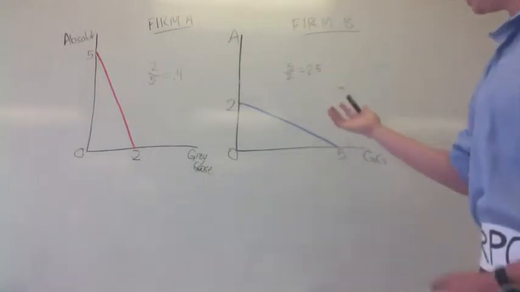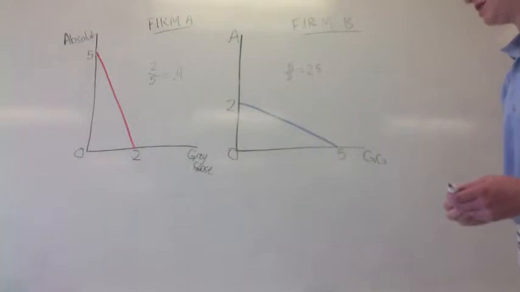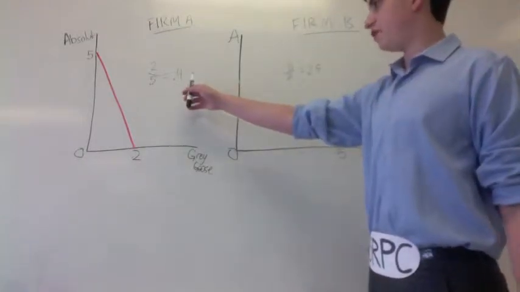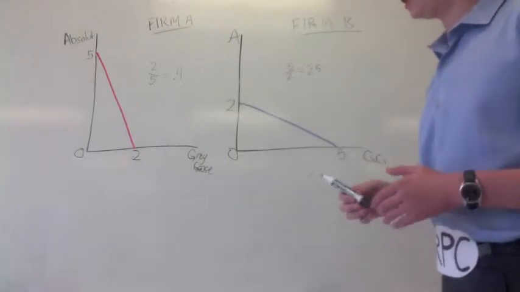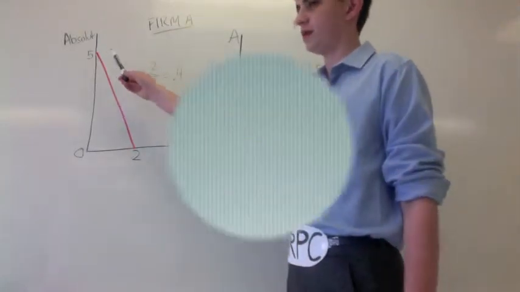So as you can see, Firm B has a higher opportunity cost. Because Firm A has an opportunity cost of 0.4, which is lower than 2.5, that means that they have a comparative advantage, a lower opportunity cost of producing Absolut vodka.